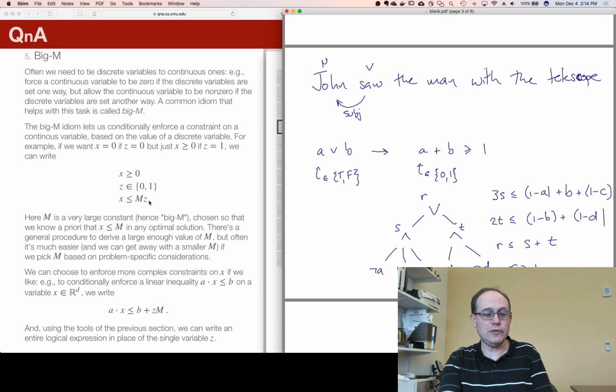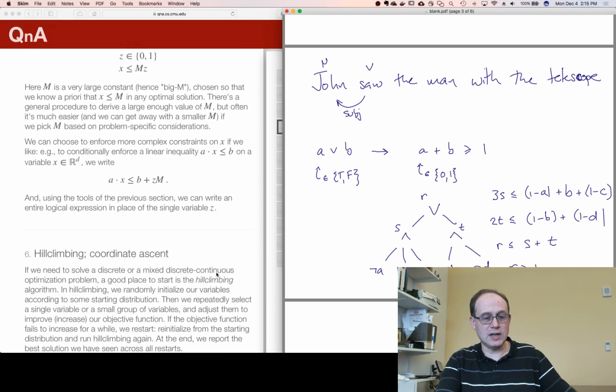So if z is 1, then this constraint is just that x is less than or equal to M, which is no constraint at all, because we know that ahead of time. And if z is equal to 0, then x is less than or equal to 0. And since x was also bigger than or equal to 0, we've enforced that x has to equal 0. Okay. And so you can use big M to also enforce more complicated constraints. The rest of the section describes how to do it. I'm not going to spend a lot of detail on interpreting that.